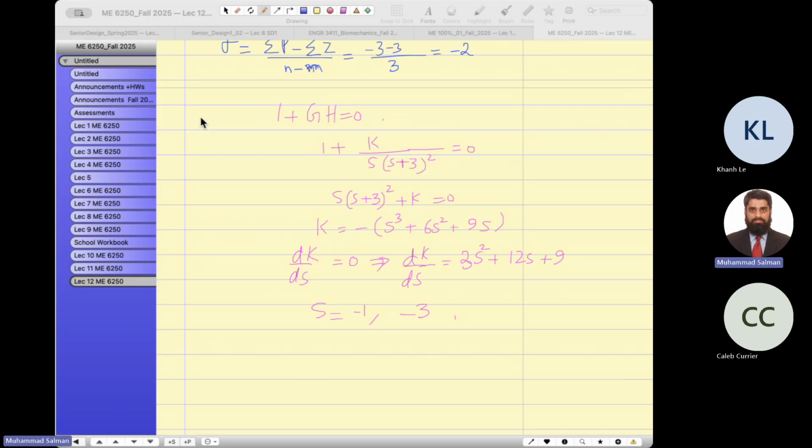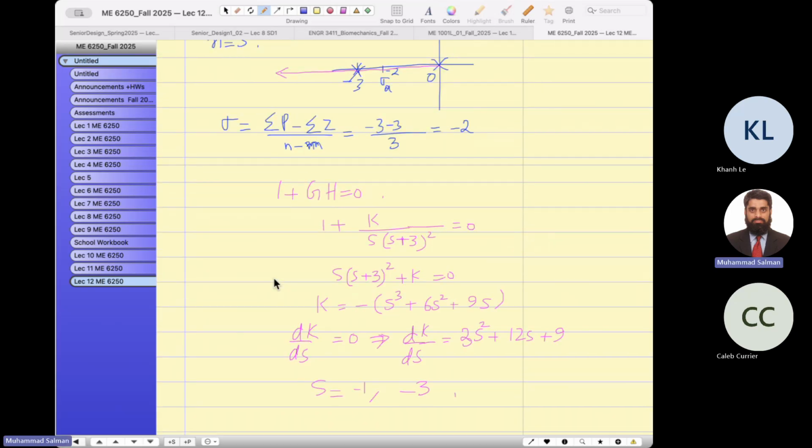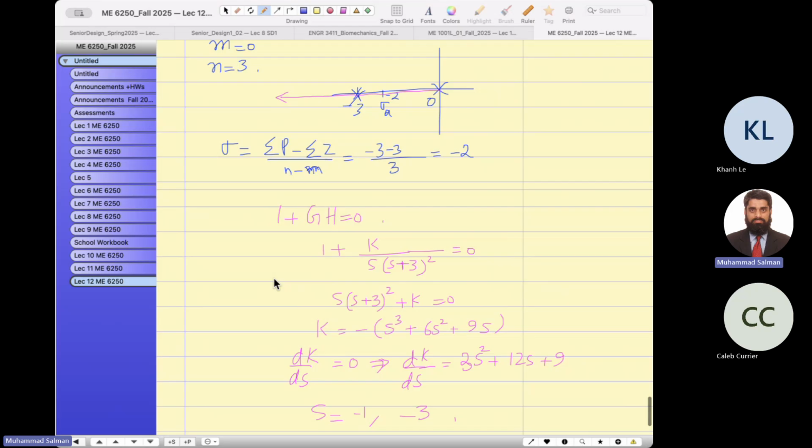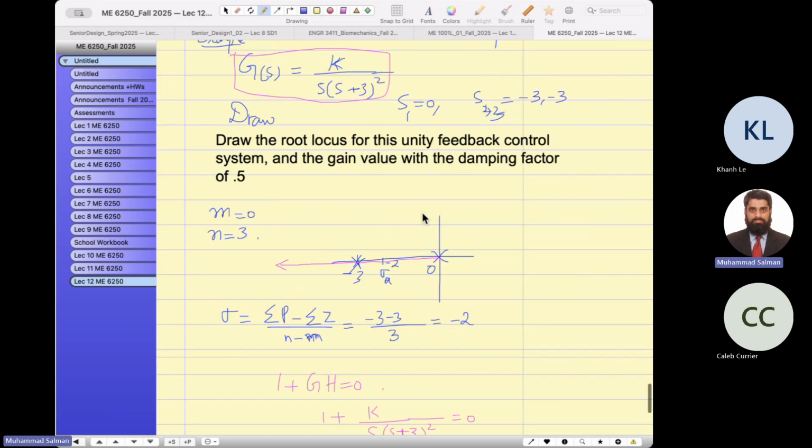Yes, you found it. They are correct, right? I'm unable to open my calculator here, so let me show you. The next thing is to find out the root locus.